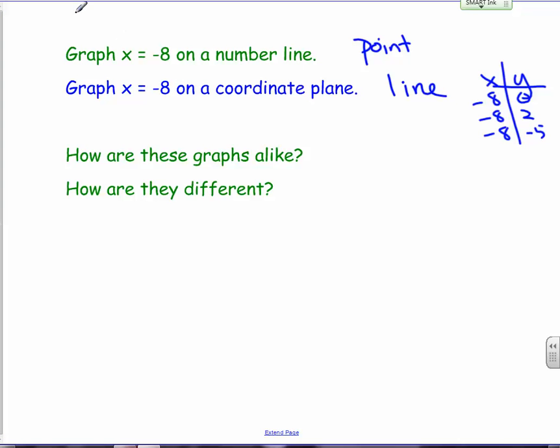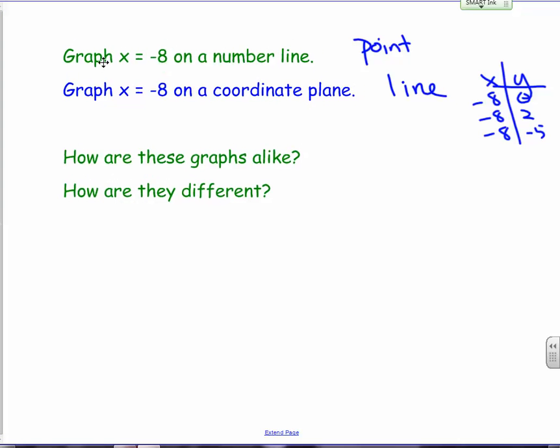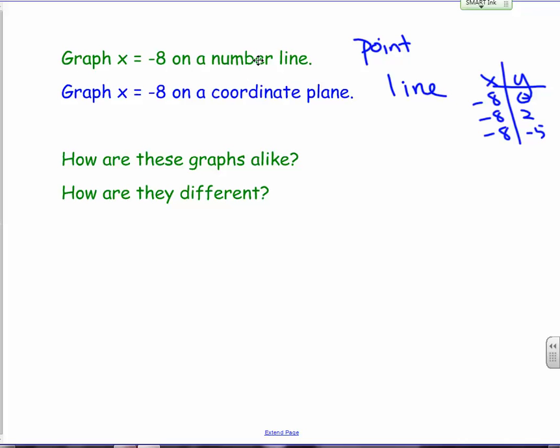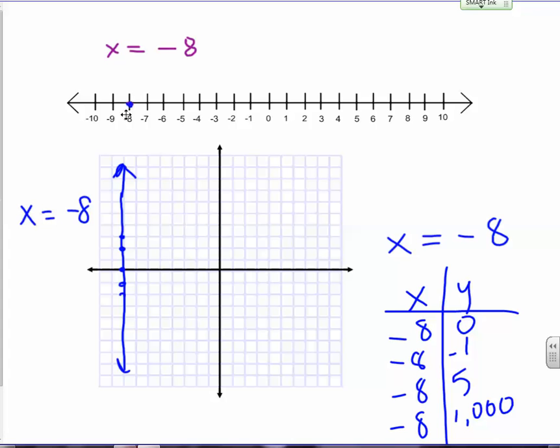And then I just wanted you to look at how is the graph of x equals -8 on a number line different from the graph of x equals -8 on a coordinate plane. Well, when you graph it on a number line, x equals -8 is just a point. So here's a point on a number line, and that's x equals -8. But when I graph it on a coordinate plane, remember, y can be anything, but x is always -8, so I get this vertical line. So on a number line, x equals -8 is a point, and on a coordinate plane with an x and a y axis, x equals -8 is a vertical line. So that's how they're different.